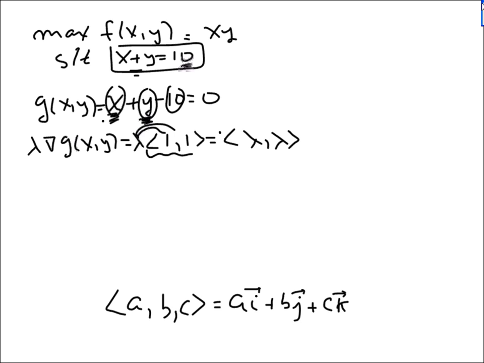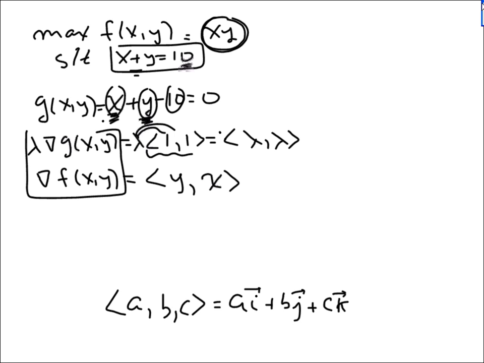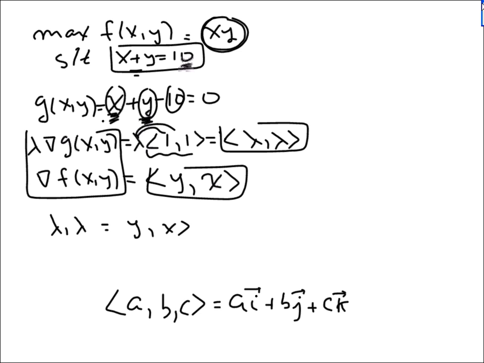Okay. And now I find the gradient of f of x, y. With respect to x, the derivative is y. With respect to y, the partial is x. Now I set these two equal to one another. Lambda, lambda is equal to y, x. So the first components must be equal. Lambda must be y. Lambda must be x.